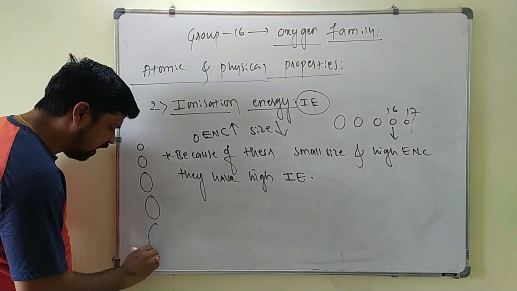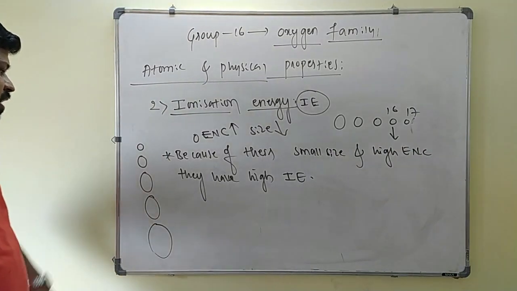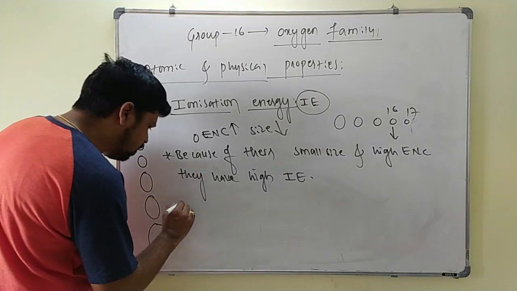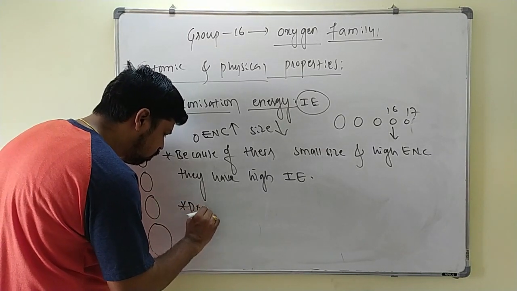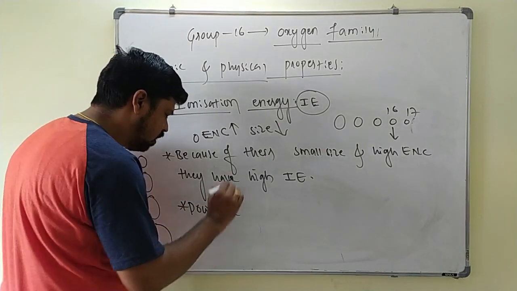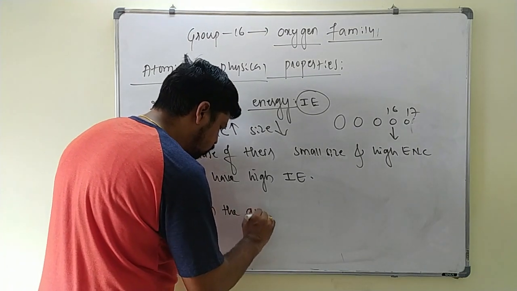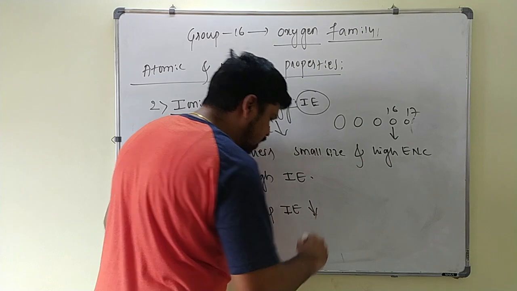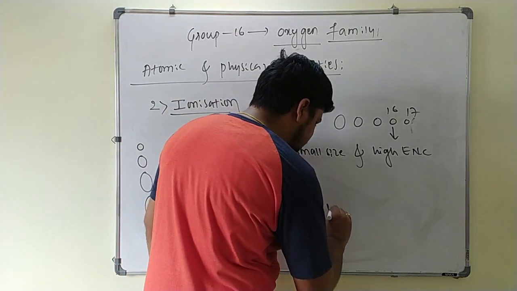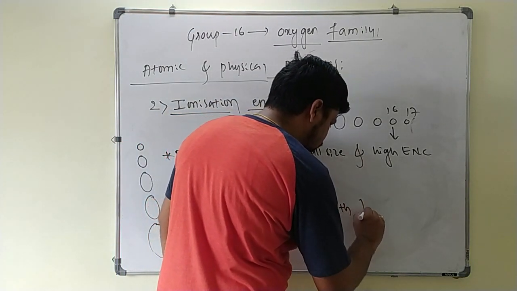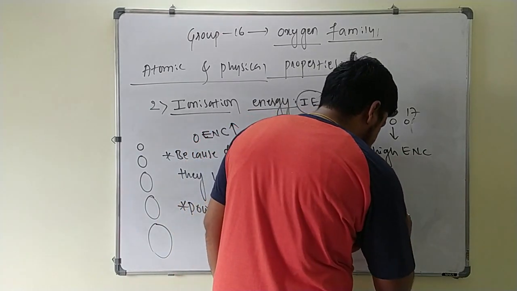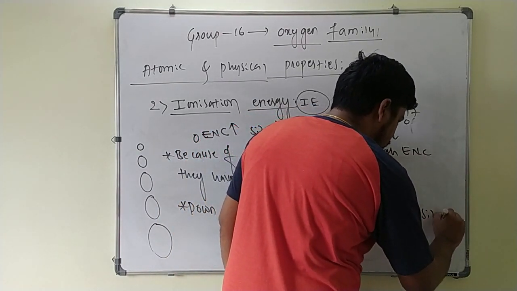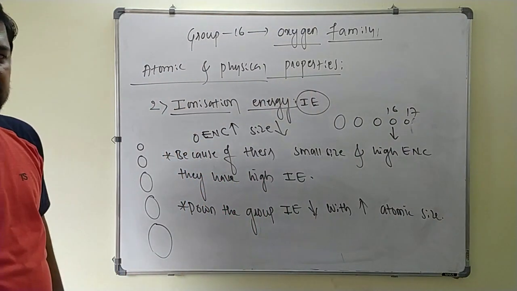Atomic size is increasing down the group. As atomic size increases down the group, ionization energy decreases. Down the group, ionization energy decreases with increase in the atomic size.